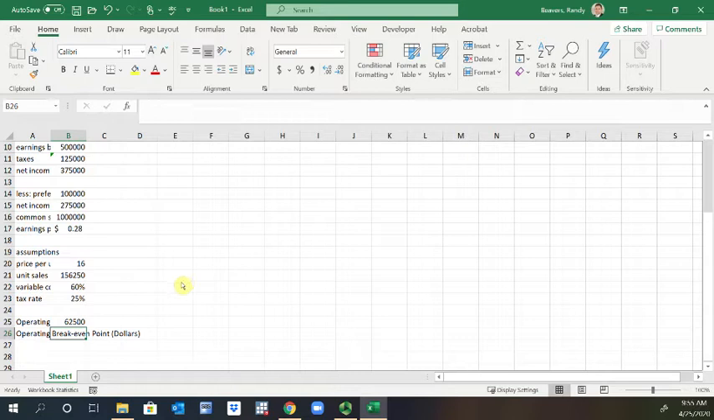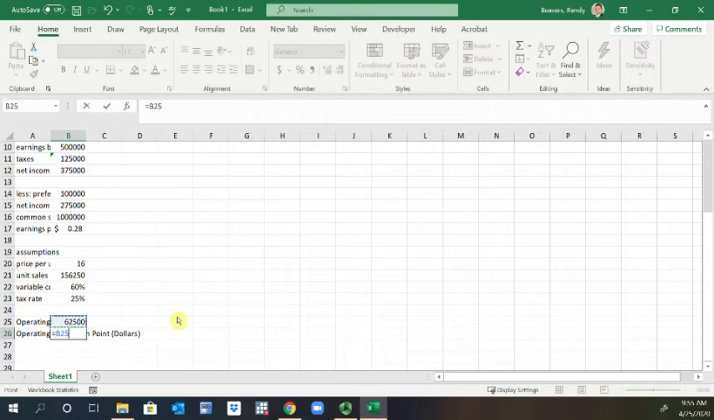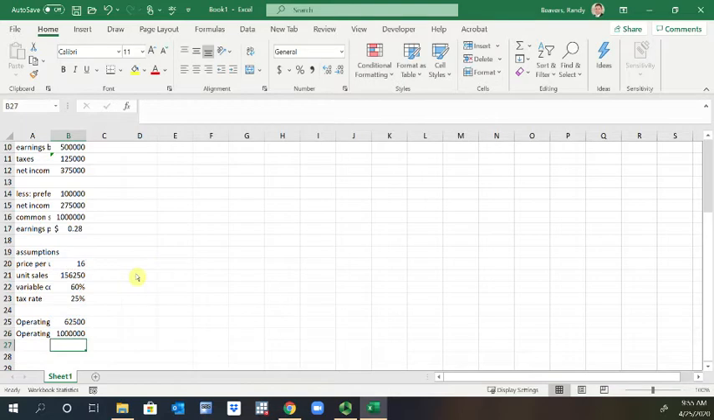To get how much that is in dollars, that's going to be equal to the 62,500 we just calculated, multiplied by B20, the price per unit. So you could say you need to sell $1 million worth of units in order to break even.